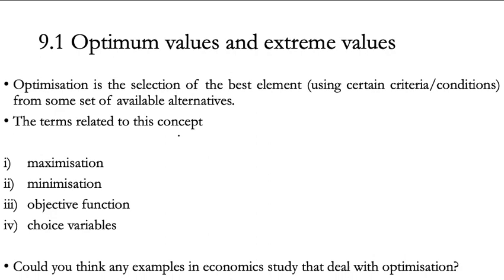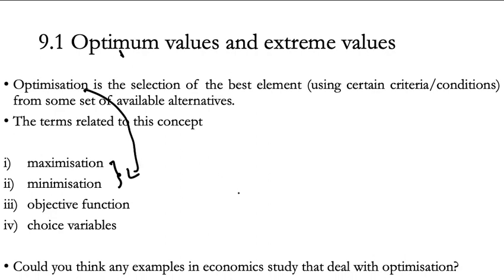Now, we have optimum values and extreme values. When we talk about optimization, it is the selection of the best element using certain criteria or conditions from some set of available alternatives. So there are some terms related to this concept. There are four of them: maximization, minimization, objective function, choice variables.